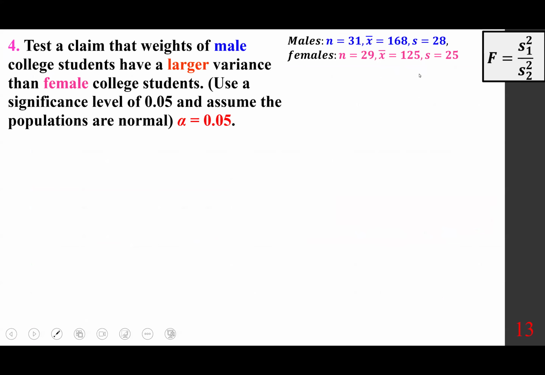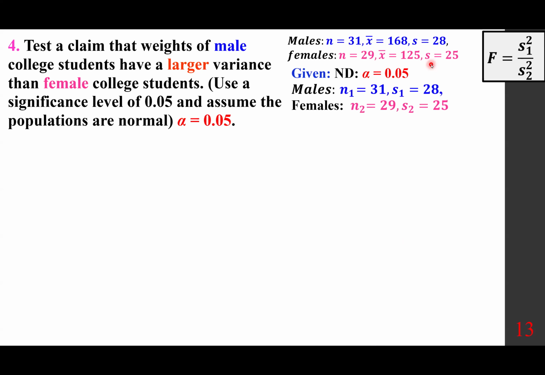Same question, and now the information is here for males, for females. Notice S is larger for males than for females, so we choose this one to be the first group. Therefore, we're going to call this N sub 1 equals 31, S sub 1 equals 28, X1 bar we don't need. N sub 2 is 29, X sub 2 bar is 125, S2 is 25. All right, and alpha has been chosen as 0.05.